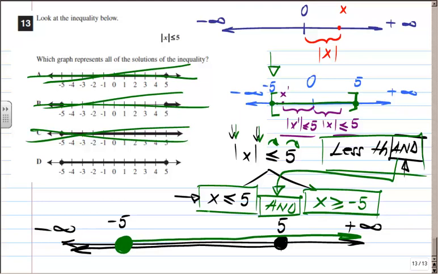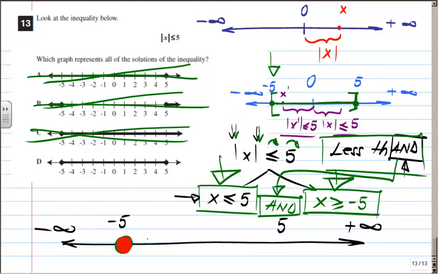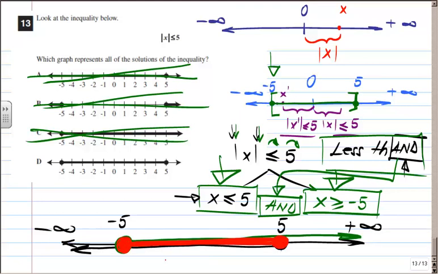However, the problem says your solution set should satisfy both conditions, right? Less than or equal to 5, greater than or equal to -5. And that interval is right here, between 5 and -5. Looks like a barbell, right? Oops. So this is it.